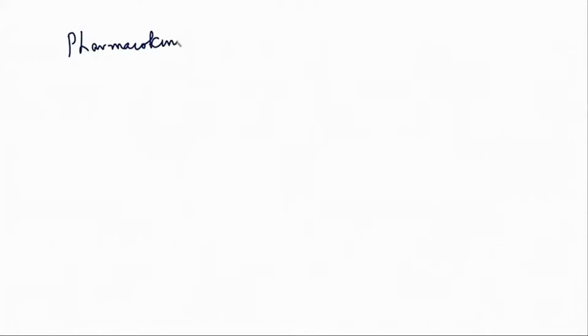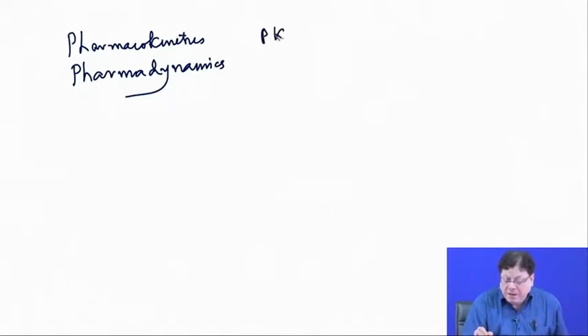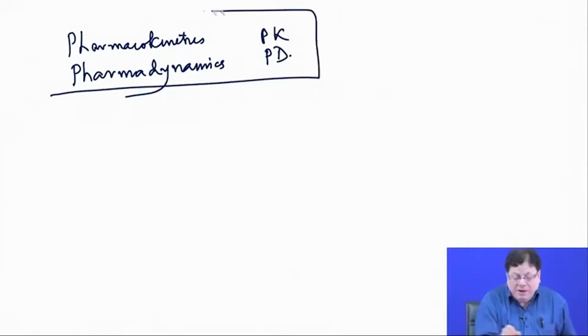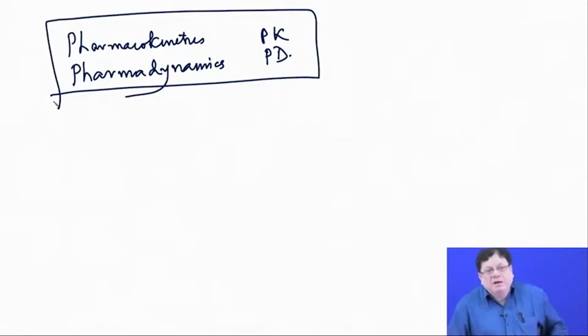Now, we have two terms, one is pharmacokinetics, and the other term is pharmacodynamics. These are abbreviated as PK/PD studies. If you remember, earlier I defined these two terms. PK is basically pharmacokinetics, that means what the body does to the drug. And pharmacodynamics is what the drug causes to the body. So, it is basically mutually exclusive. One is what the body does to the drug, that is kinetics, and the other is the dynamics, which is what the drug is doing when it enters the body.